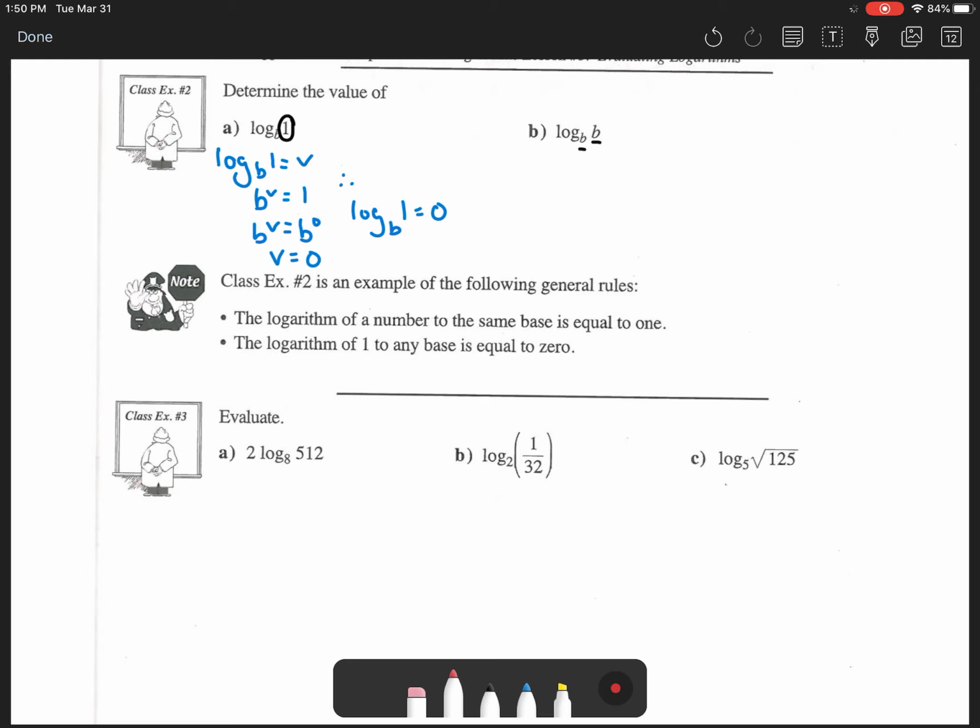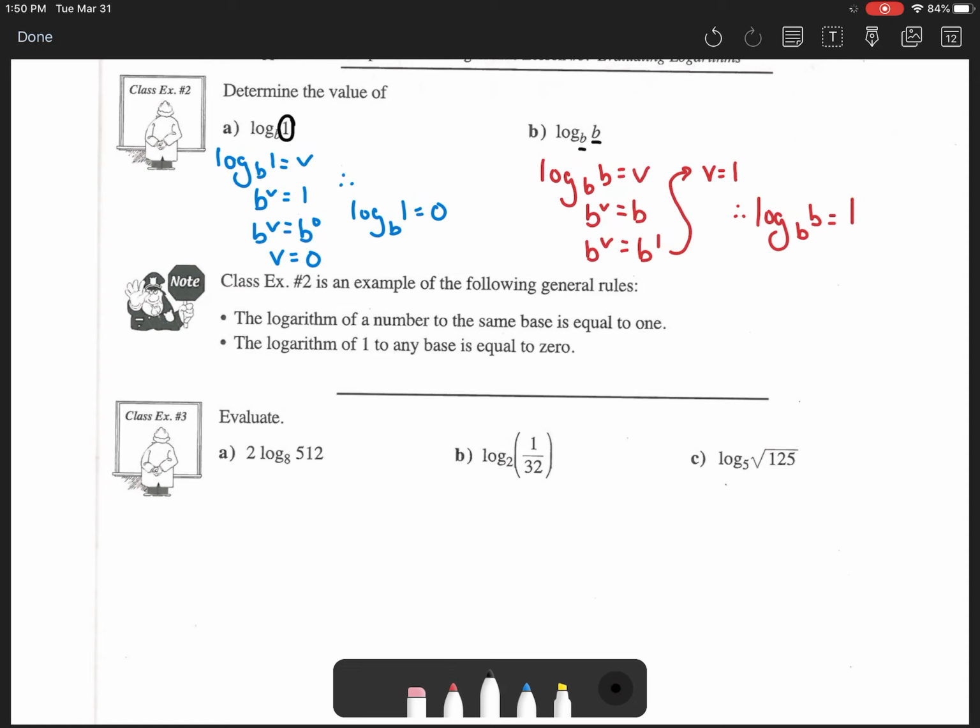In B, the answer here should be 1 because the base and the argument are exactly the same. So we'll just double check. So log base b of b is equal to v. b to the exponent of v is equal to b, which is like saying b to the exponent of 1. So from there, equate the exponents. v does equal 1. So again, therefore, log base b of b is equal to 1. Just like we thought.